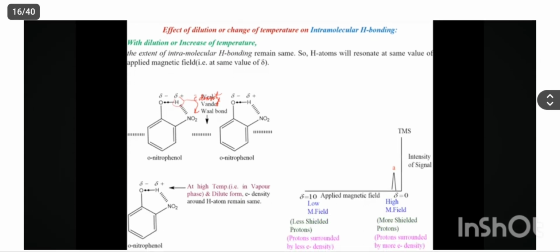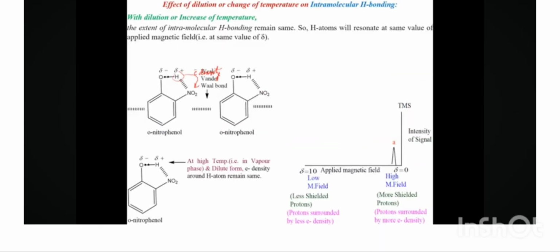Effect of dilution or change of temperature on intramolecular hydrogen bonding. With dilution, the extent of intramolecular hydrogen bonding remains the same, so the hydrogen atom will resonate at the same value of applied magnetic field. With dilution or increase of temperature, the extent of intramolecular hydrogen bonding remains the same, so the hydrogen atom will resonate at the same value of chemical shift. Example: orthonitrophenol. At high temperature, in vapor phase and in dilute form, the electron density around the hydrogen atom remains the same.